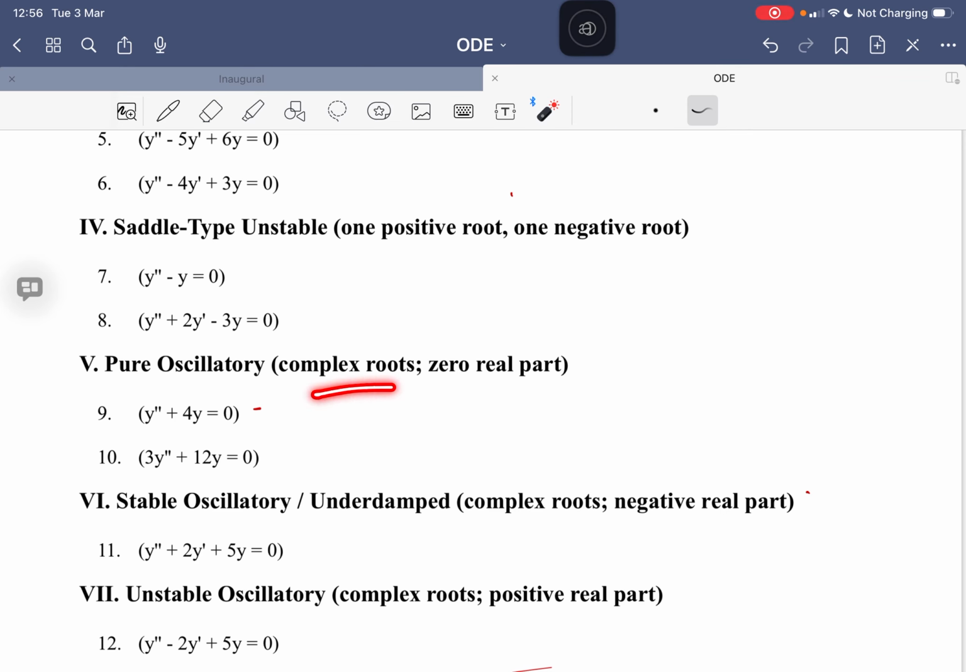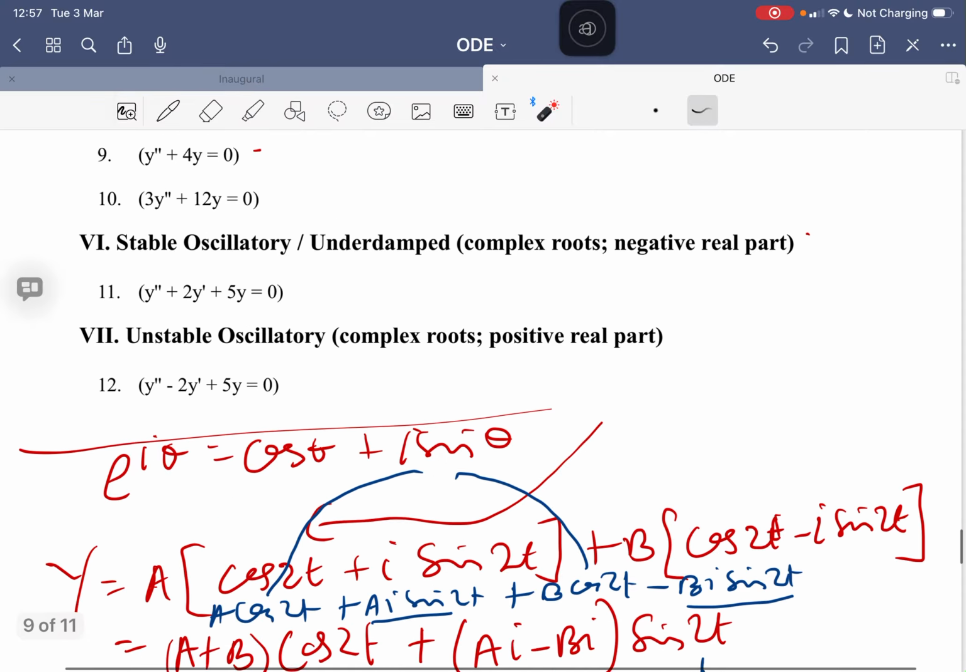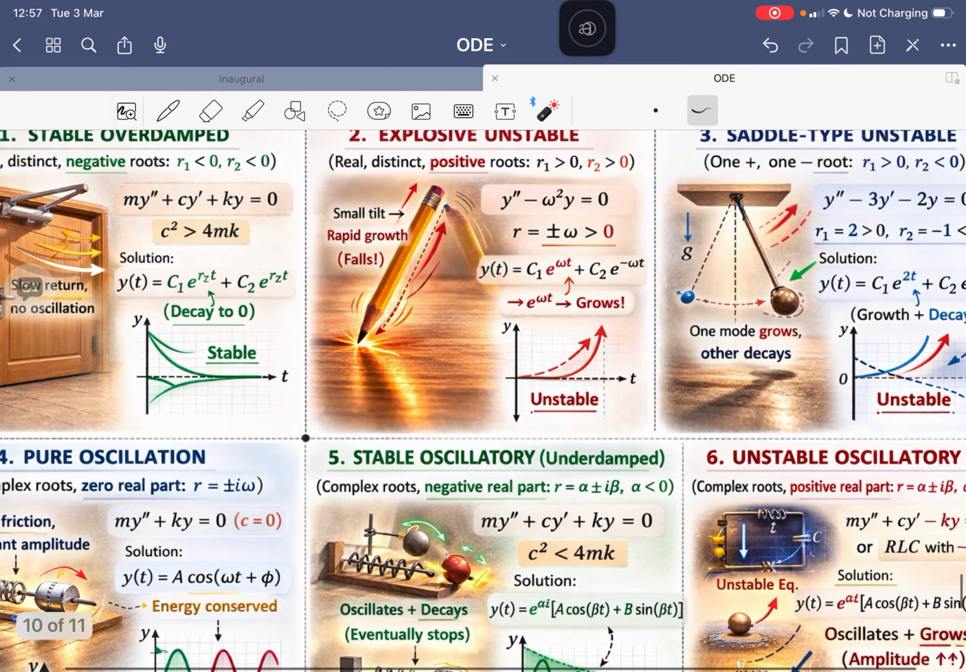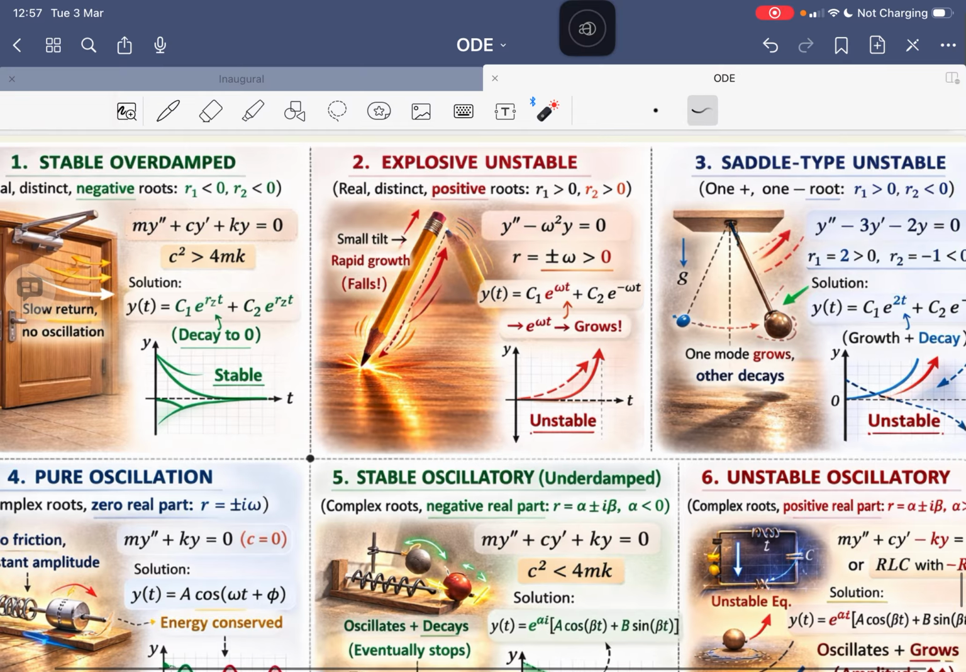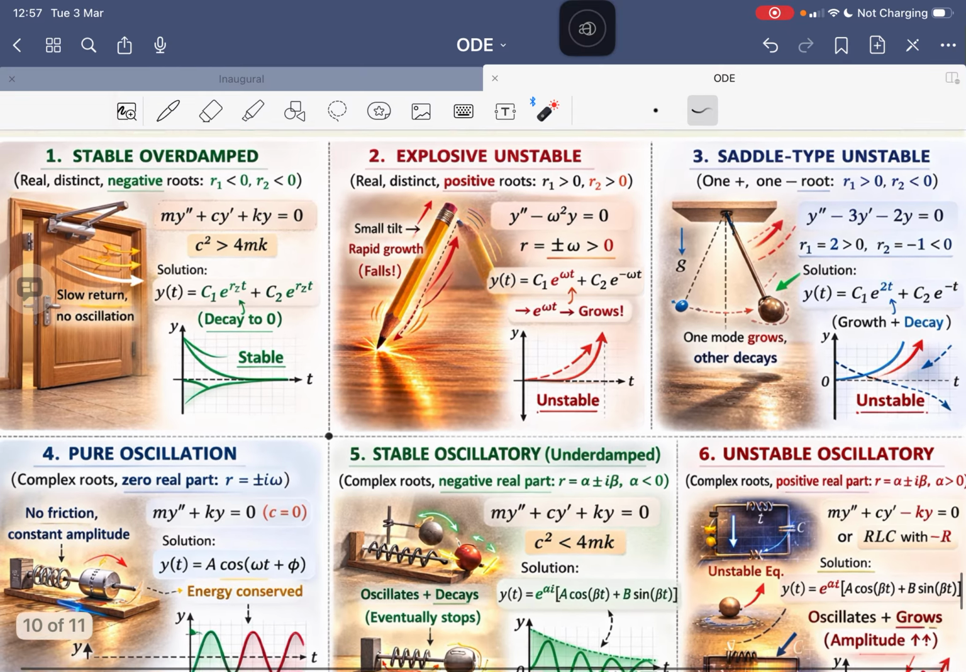If we have complex roots and they are purely imaginary, we have zero real part, so there is no damping. We have a complete pure oscillatory motion. Anytime we have complex roots with a negative real term, we have a stable oscillatory system, and when we have a positive real part, we have an unstable oscillatory system. All of these systems are illustrated here. These are the illustrations of the different cases we have discussed.